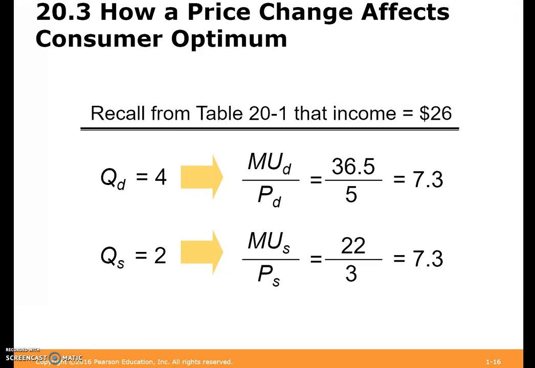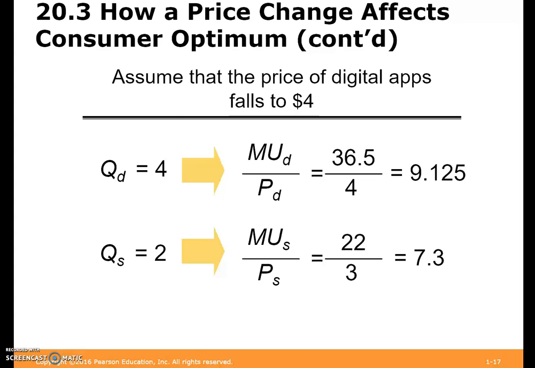What we're going to look at now is how a price change affects marginal utility per dollar and affects consumer choices. So this is what we had before: 4 apps and 2 flash drives. But now we're going to say that the price of digital apps falls to $4. So what happens? At our previous allocation, we had 4 apps and 2 flash drives.